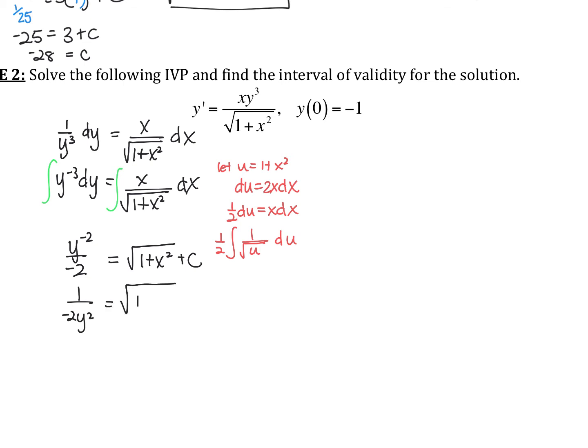I would probably plug in your initial condition here. That would be my preference. I just think it'll be easier. So we get negative 1/2 equals the square root of 1 plus c. So c equals negative 3/2. Great.